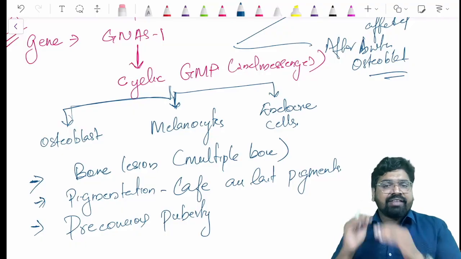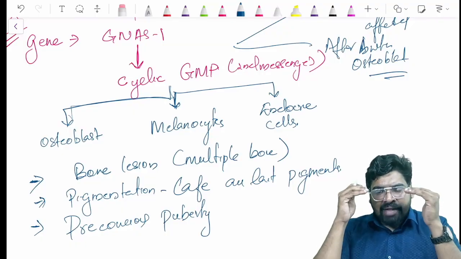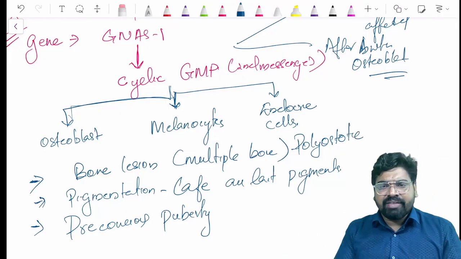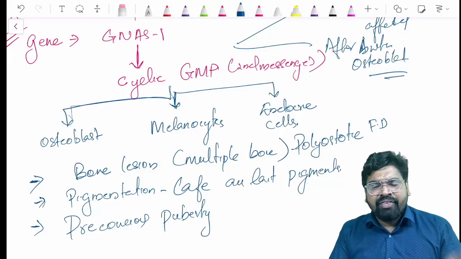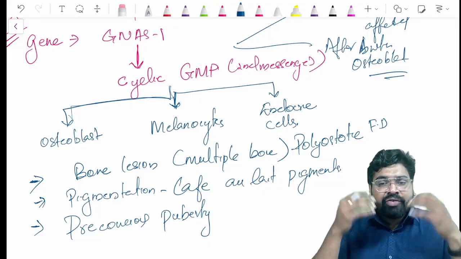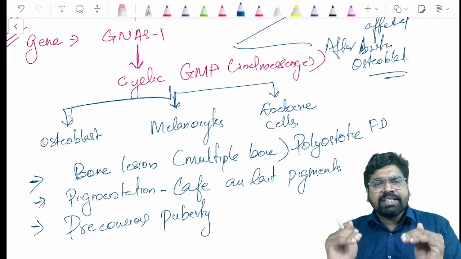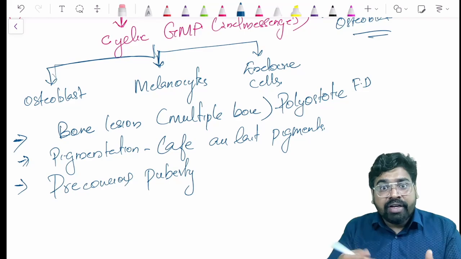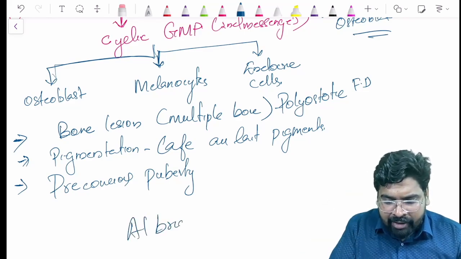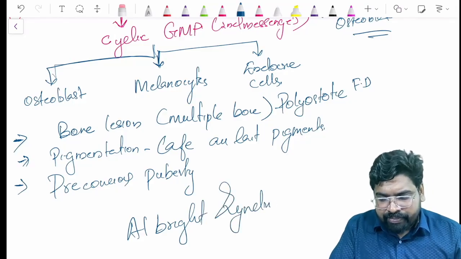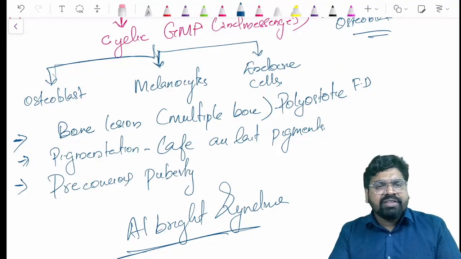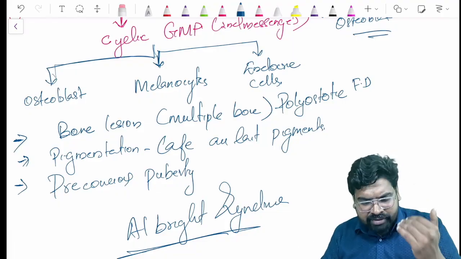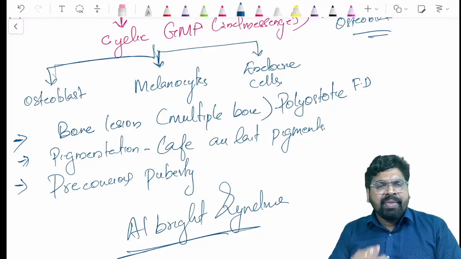When all the 3 are seen, when multiple bone lesions are seen, we call it polyostotic fibrous dysplasia. Polyostotic means multiple bones are affected. If it is only one bone, it is called monostotic. So if there is polyostotic fibrous dysplasia, cafe-au-lait pigmentation, and precocious puberty, all the three, it is Albright syndrome.